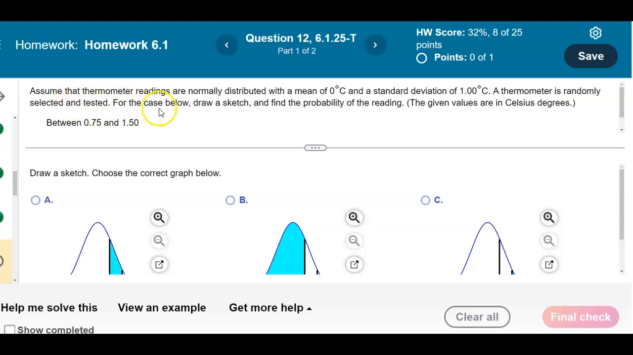Assume that thermometer readings are normally distributed with a mean of 0 degrees Celsius and a standard deviation of 1 degree Celsius. A thermometer is randomly selected and tested. For the case below, we want to draw a sketch and then find the probability of the reading, and the given values are in Celsius degrees. We want to find between 0.75 and 1.50.